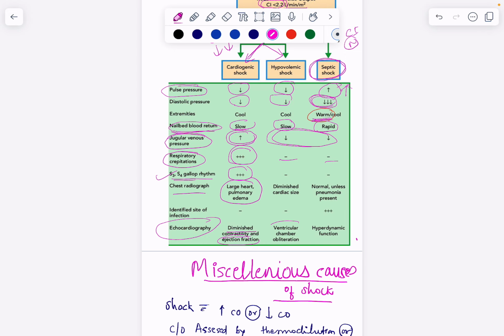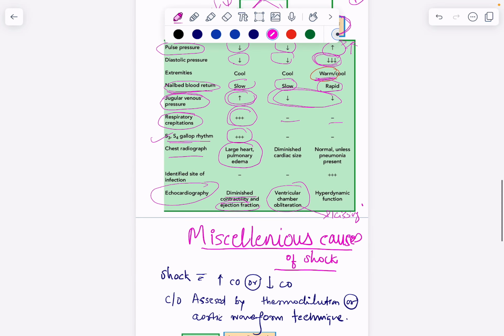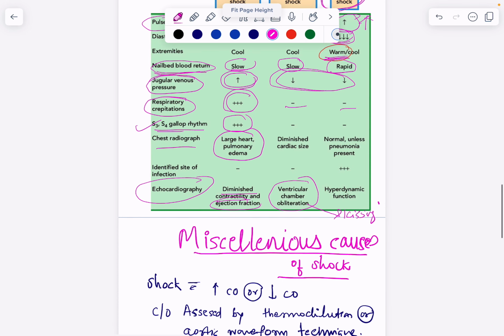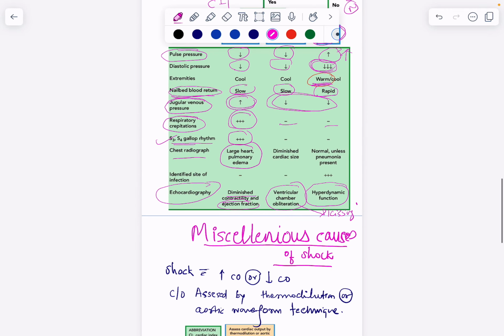In hypovolemic shock, if you see echocardiography, there are typically what are called kissing ventricles. The ventricular walls approximate with each other. Left ventricular walls approximate with each other because of fluid volume loss in hypovolemia. And in case of septic shock, on echocardiography, there can be tachycardia and hyperdynamic function of the heart. So these are the clinical features of these different types of shock.